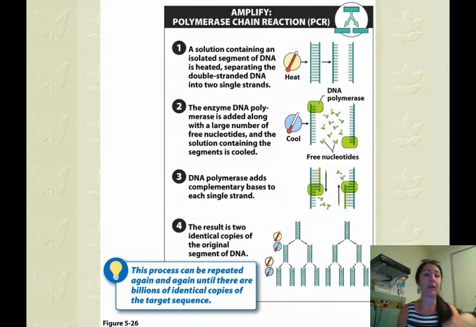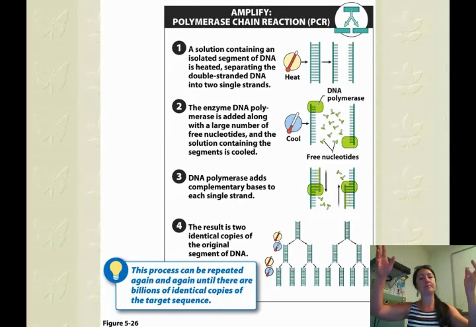We amplify, we make more of. Think of it like if you have an amplifier for your sound system, it makes more of the sound. Amplify here, it makes more of the sets of DNA. So a solution containing an isolated segment of DNA is heated, and it's separated from the double-stranded DNA into two single strands. The enzyme DNA polymerase is added along with a large number of free nucleotides.